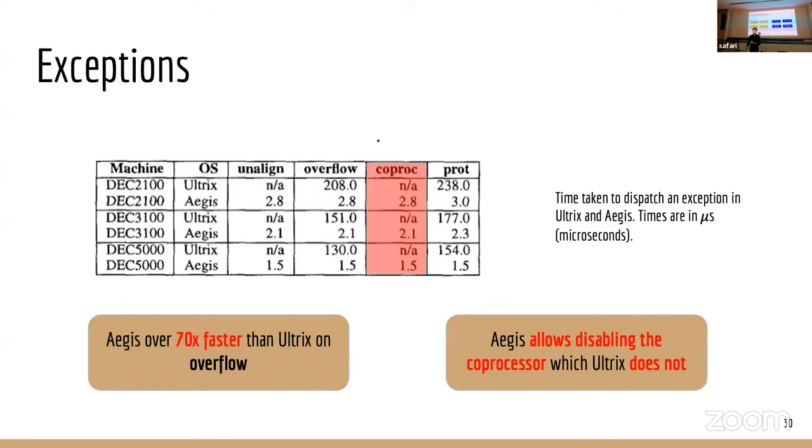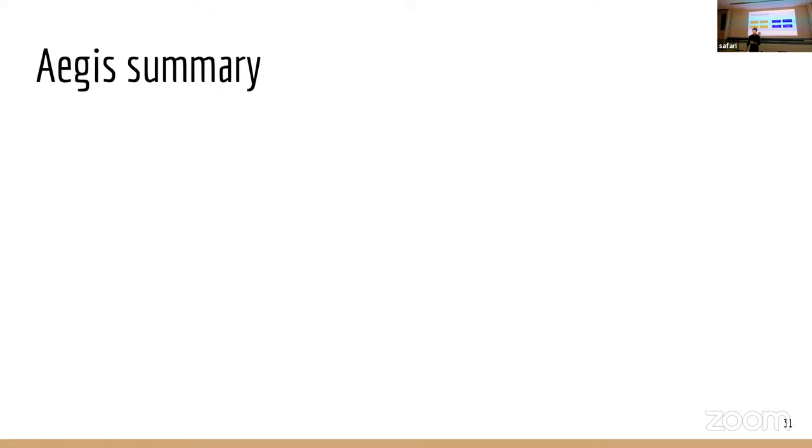And it also provides some more exceptions that Ultrix does not have. This coproc exception, which is an exception caused when trying to use a disabled coprocessor. Ultrix does not allow for the user to disable the coprocessor, but IGES does, which falls in line with its idea of giving the application access to every part of the machine. So a small summary on IGES.